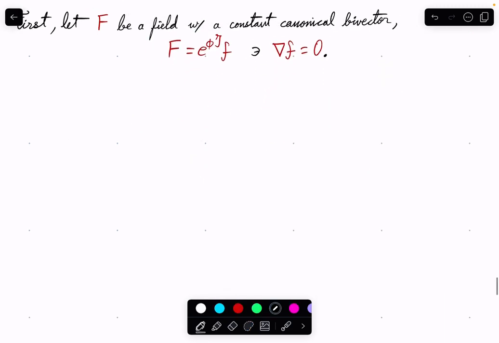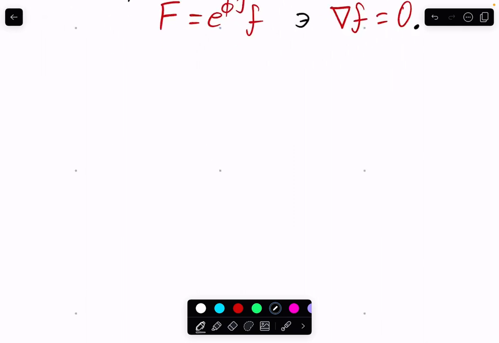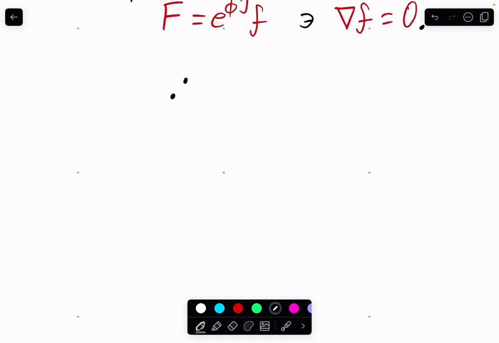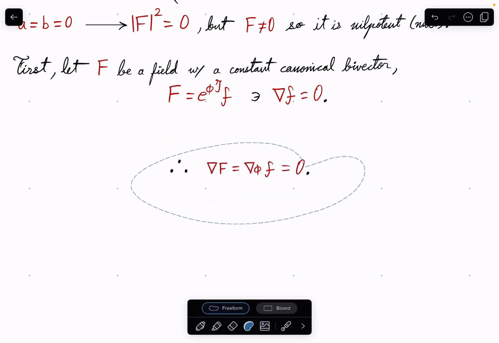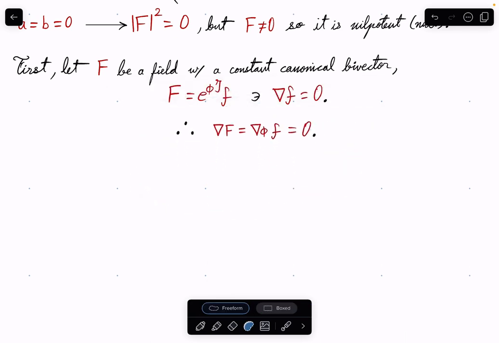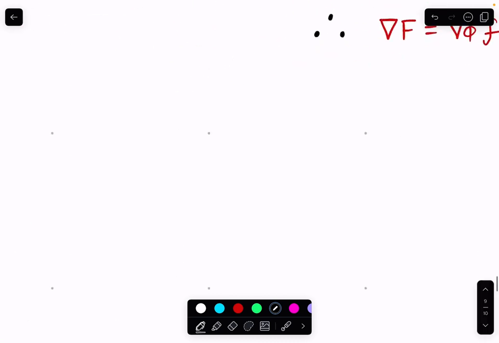Well, this actually implies something, and I'll go through the proof after I show what it implies. This implies that the gradient of F simplifies to just the gradient of this scalar times this. So the gradient of the function phi times the canonical bivector is equal to 0. So let's have this proof.